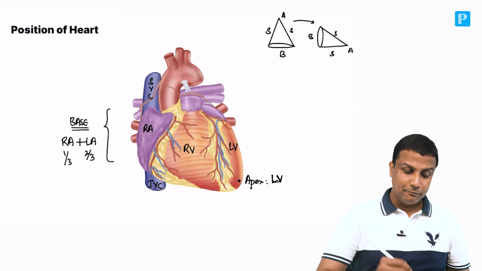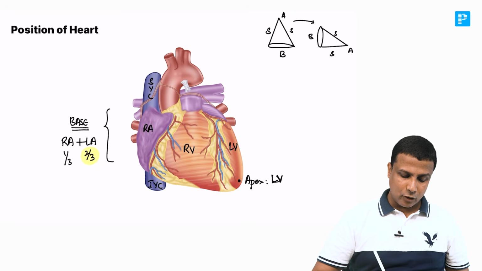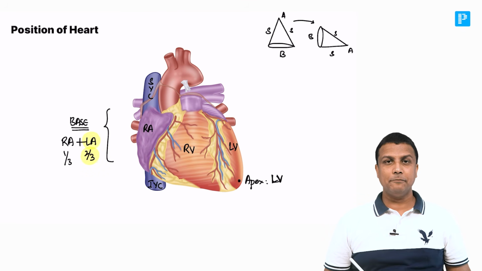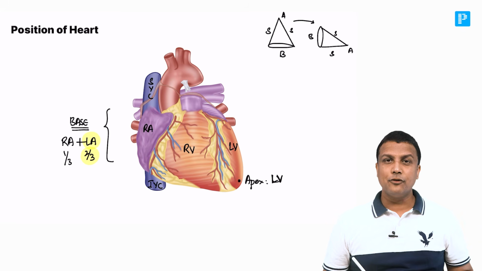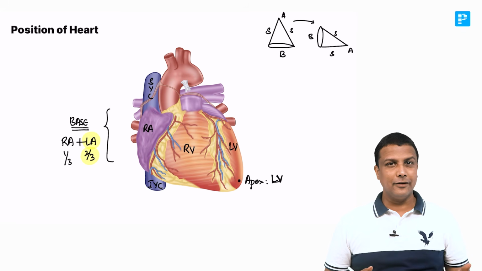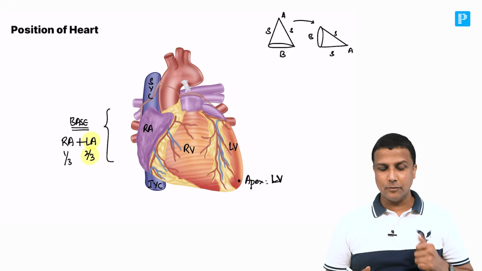So it means that if both the options are given in the exam, then the better option will be the left atrium. So remember, base of the heart is formed by both right atrium as well as the left atrium. If both the options are given, then the best option will be the left atrium.